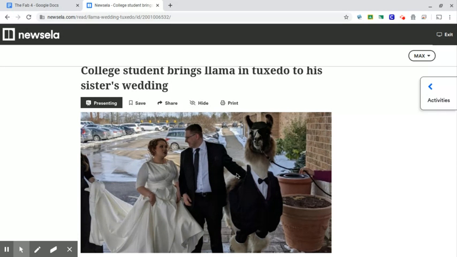Here it is, and it looks like a pretty real llama. So now, my next piece of my prediction was why. Why would you bring a llama to a wedding? I have no idea. It's so odd. So let's start reading. We're going to go back and forth between the story, the article, and the Fab Four.